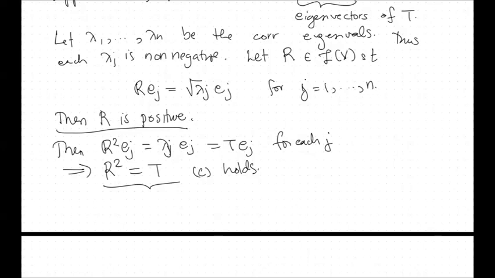Now we want to show C implies D. So what is C? C is T has a positive square root, and T has a self-adjoint square root. It's just by definition, because every positive operator is self-adjoint.